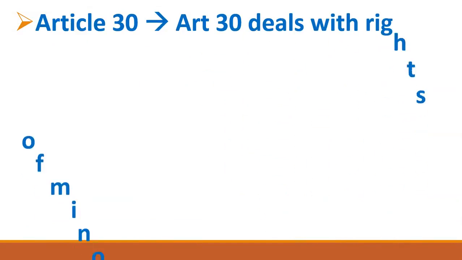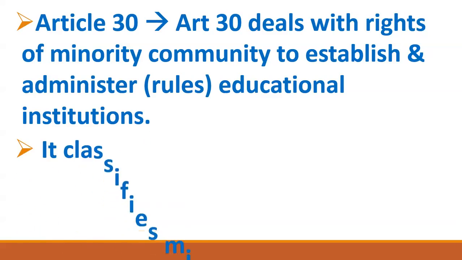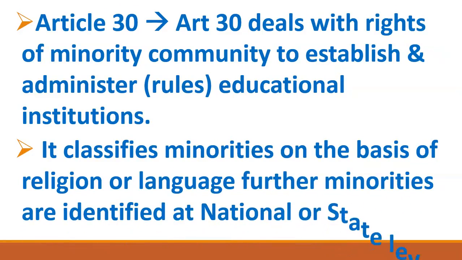Okay, so let's move further. So friends, then comes Article 30. So what does Article 30 say? Article 30 deals with the right of minority communities to establish and administer educational institutions.